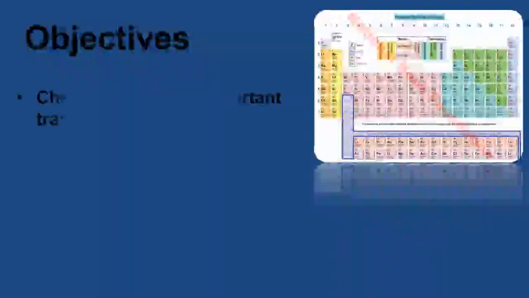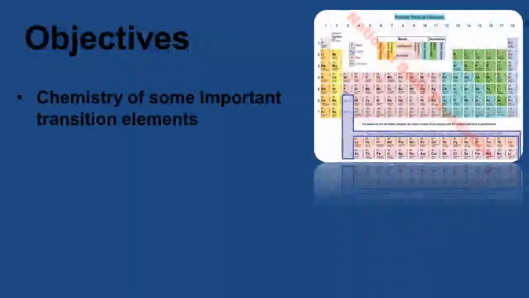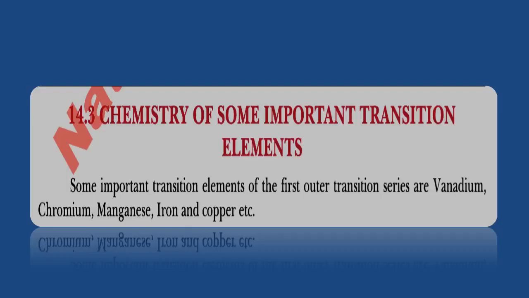Objectives of today's lecture are that we are going to study the chemistry of some important transition elements, and today we are going to cover the chemical reactions of iron. Students, let us start studying the chemistry of some important transition elements.